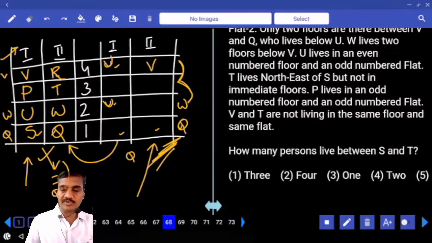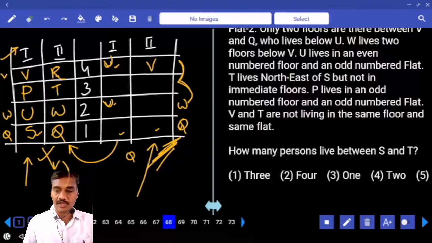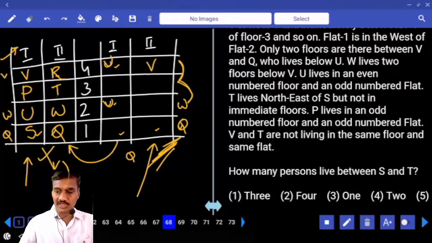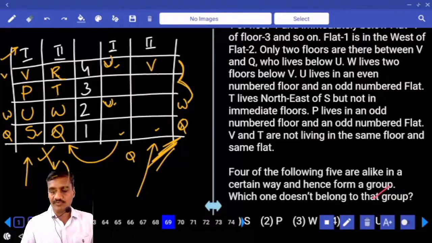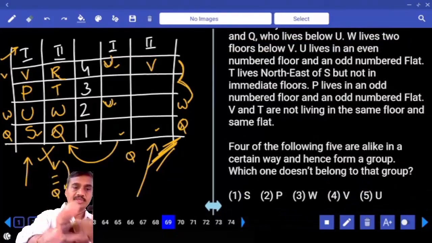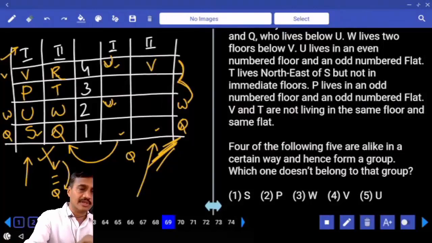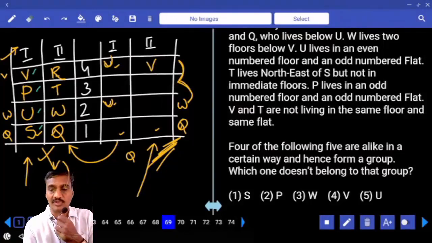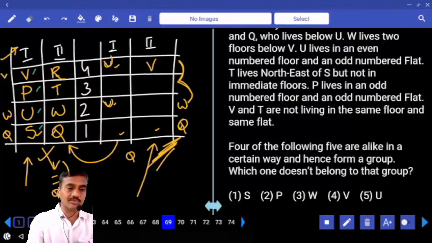And next one, how many persons live between S and T? 2 people. And who are those 2 people? U and W, that is choice 4. And next one, 68. 4 out of the following means odd one out. S, P, V, U and W. All these persons are staying on the first floor, first flat. And now this W is living in the second flat. And so what is your answer?